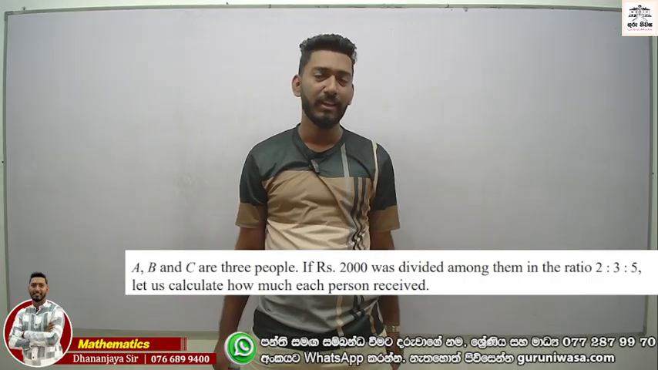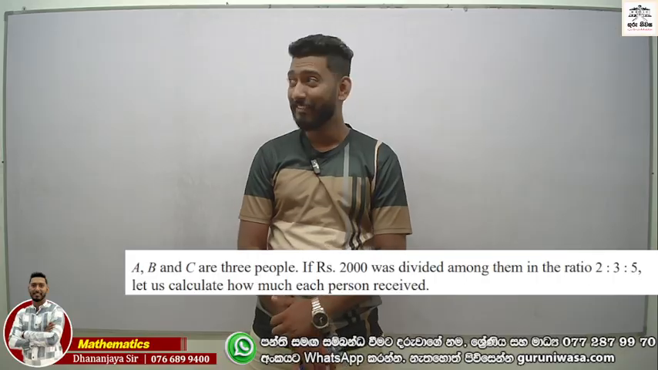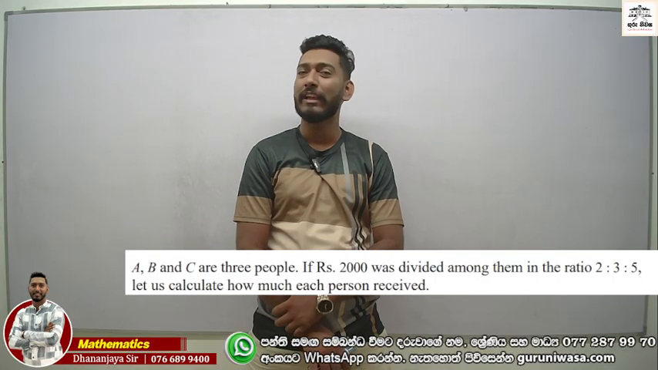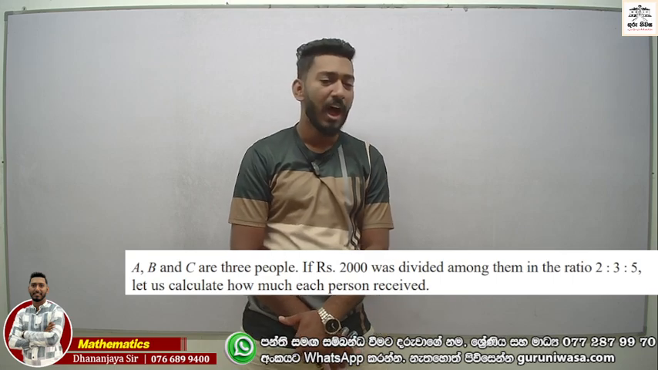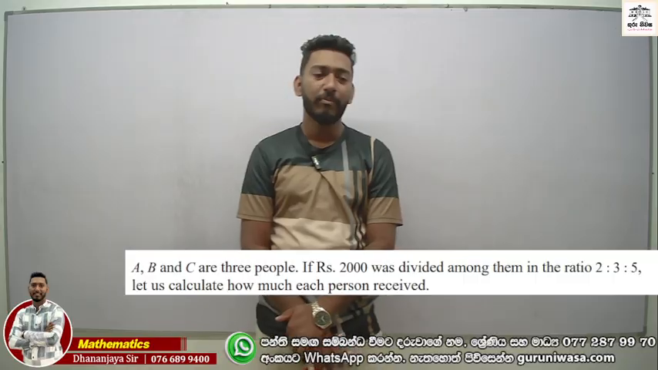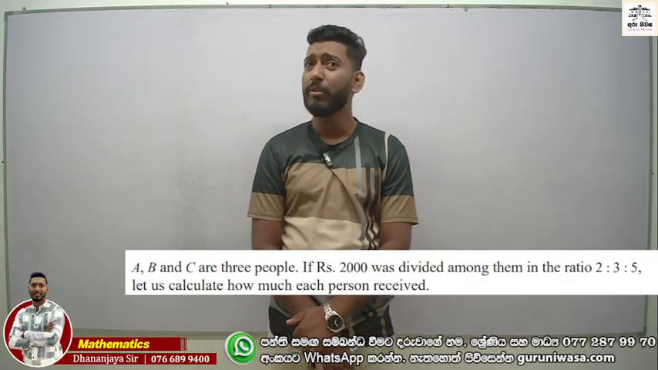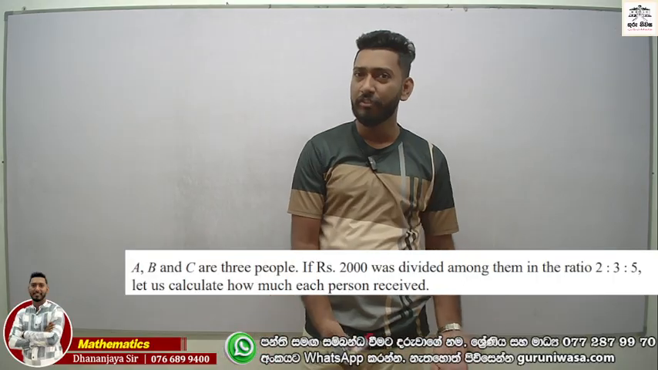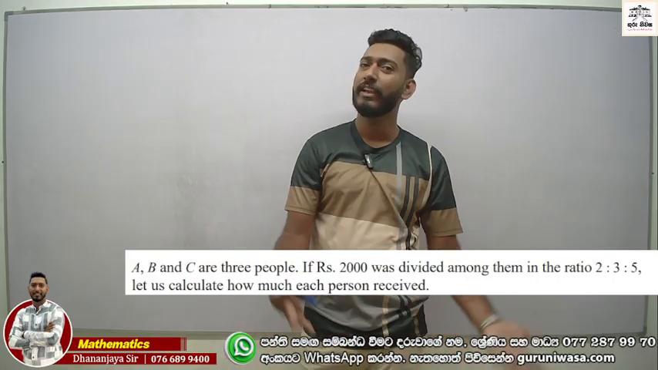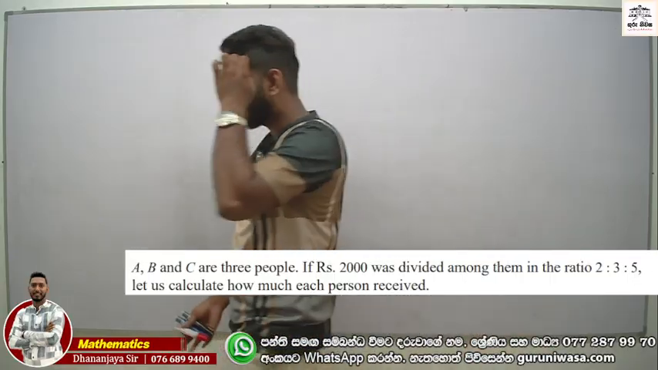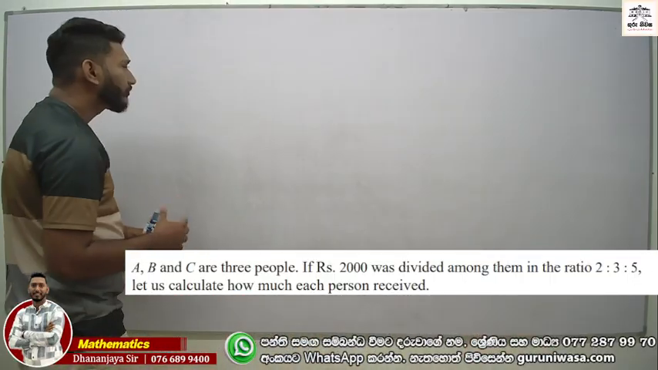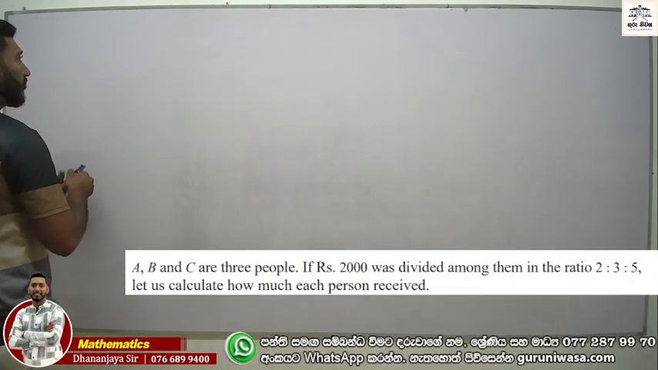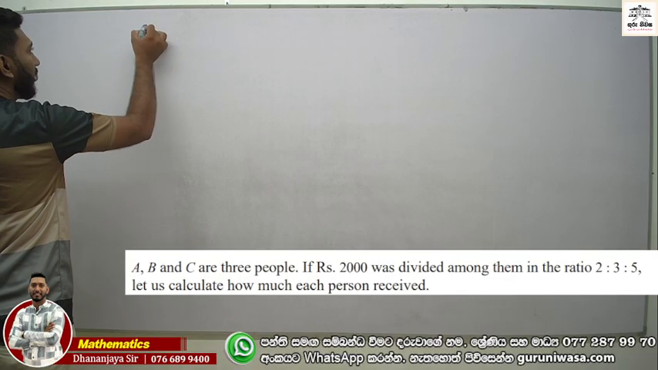Now listen, right? Now I'm going to teach a very easy method. Let us calculate how much each person received. I am going to find how much money A received, how much B received, and how much C received. Now firstly, I am going to write the ratios. Now look at this. You can follow this step like this.